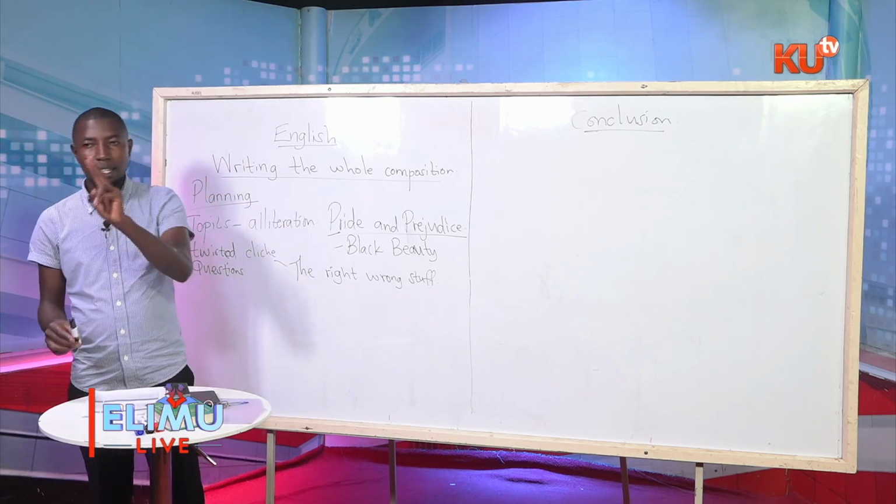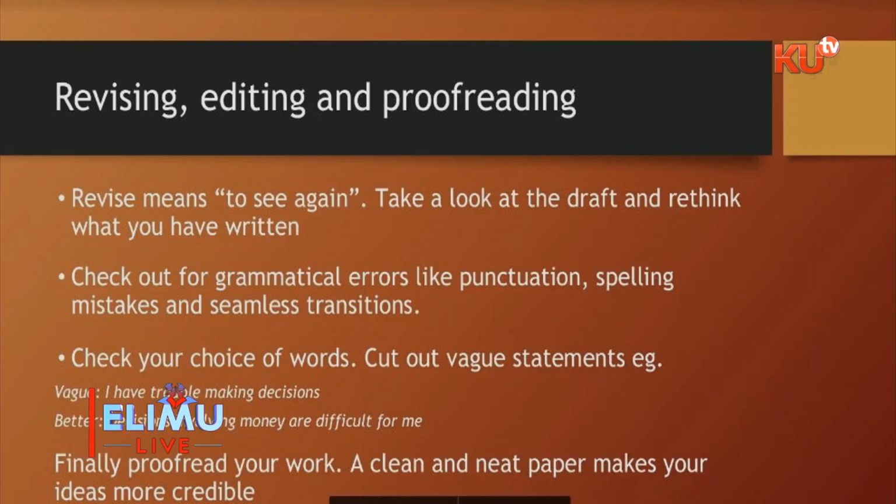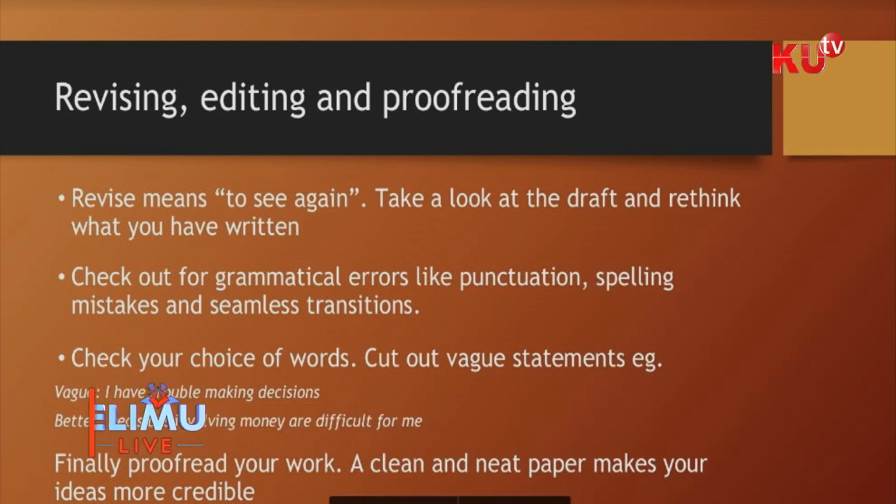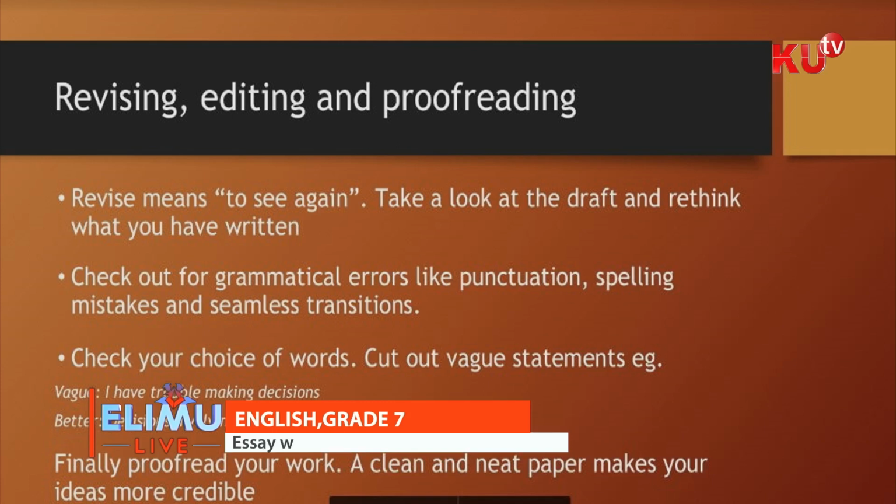So there are three steps after the conclusion. The first step is revision. After you revise, you edit. So there is editing. And after editing is proofreading. Revision, editing, and proofreading. That is the final stage. Proofreading is the final stage. So after conclusion, you revise. Then after revising, you edit. Then after editing, you proofread.